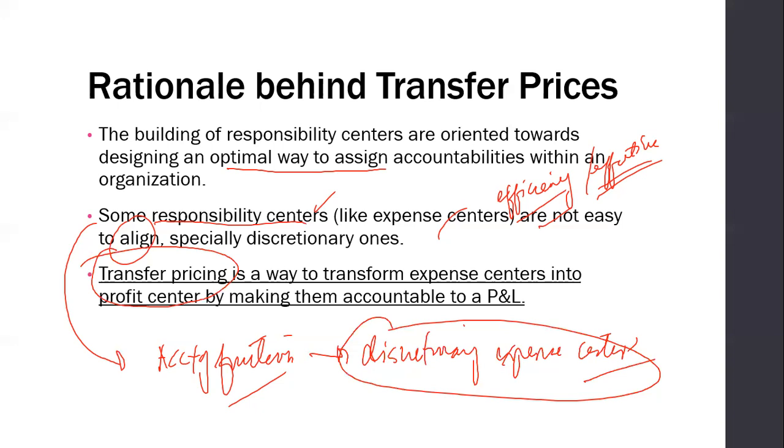What we want to understand in this lesson is that transfer pricing is a way to transform expense centers into profit centers by making them accountable to a profit and loss statement, or accountable for their own profit and loss. Since they are mainly expenses, you must create revenue items for these discretionary expense centers. Those revenues are in the form of transfer pricing. We'll discuss more about transfer pricing in the next slides.